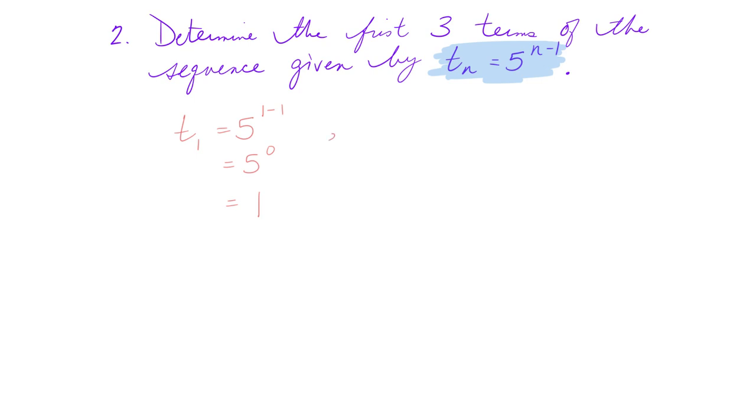You then would have found the second term by subbing in a 2 wherever I see the n in my general term. You simplify it. I'm not going to write 5 to the exponent 1. You then have to determine the third term given the instruction. So I'm going to replace my n with 3. Now I can simplify that. There we go. There's the first three terms. Your response would be this, that it would be 1, 5, 25.